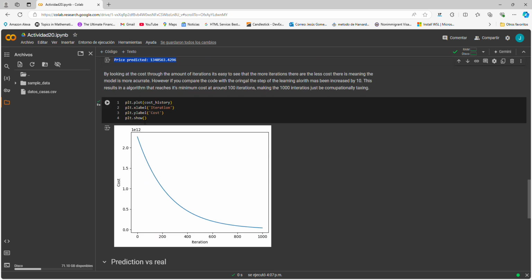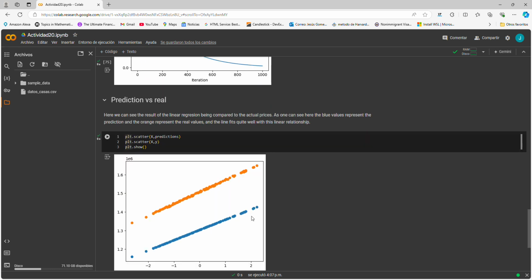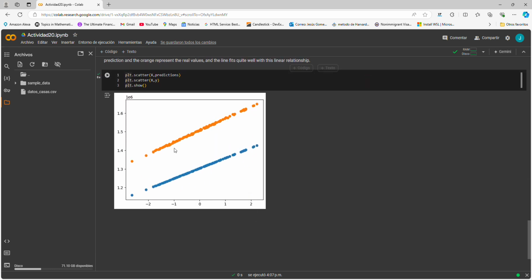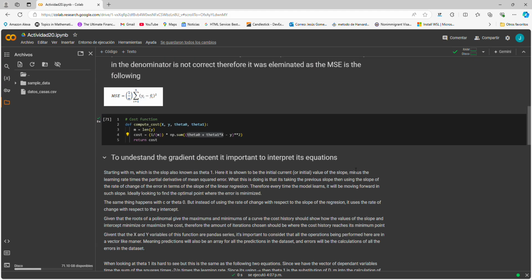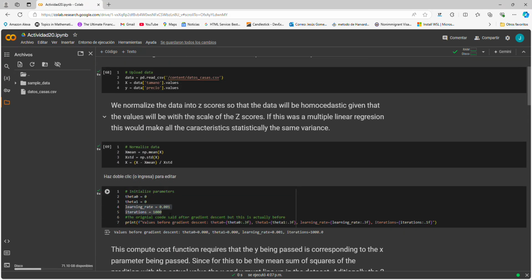And here we can see that it takes 1,000 iterations to reach a value close to 0, but when we graph the scatter plot, we see that they have very different values. The model is really underestimating the prices of the houses. So what we can do there is change our initial parameters.